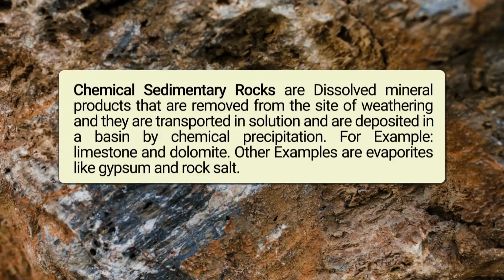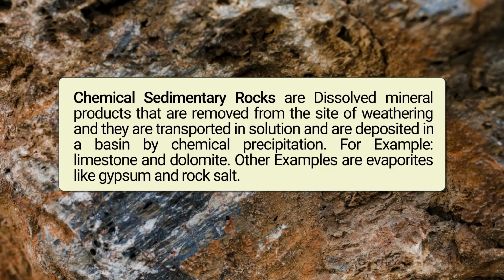So, what are chemical sedimentary rocks? Chemical sedimentary rocks are the dissolved mineral products that are removed from the site of weathering, transported in solution and deposited in a basin of chemical precipitation. For example, limestone and dolomite. There are also other examples like evaporites such as gypsum and rock salt.